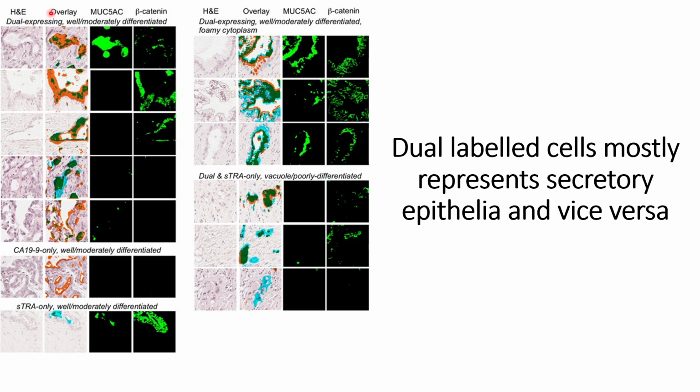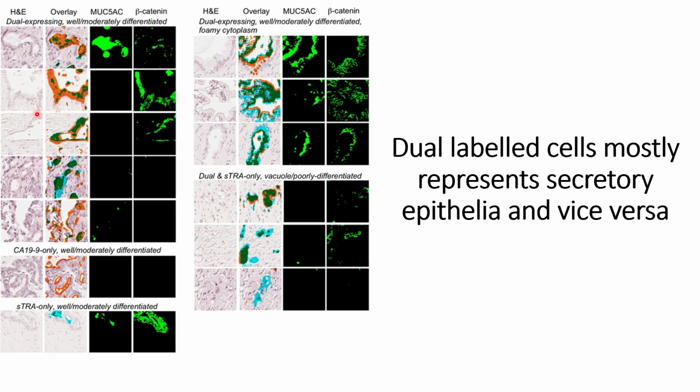So we will start with the H&E staining of MUC5AC. Through this H&E staining, sTRA and CA19 glycans are shown on the left hand side, whereas MUC5AC and beta catenin are shown on the right hand side. What we can see is that in the well differentiated cells, we can see the presence of both MUC5AC and beta catenin, and at the same time sTRA and CA19 glycans are also expressed.